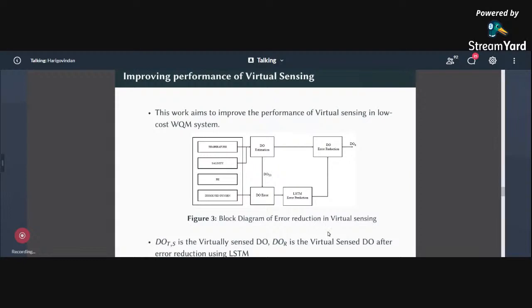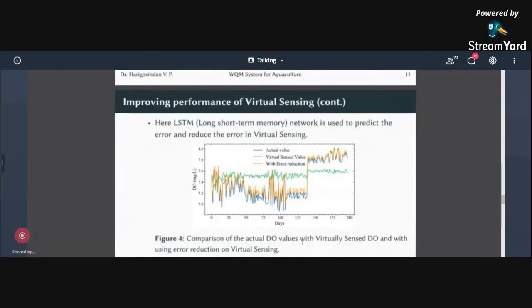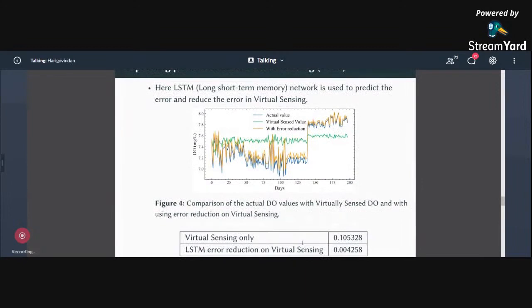Dissolved oxygen is virtually sensed, and for machine learning, you may know that we need some past data. It is compared with the past data and then given to LSTM. I'm just showing one example, one simple machine learning technique called LSTM, and here we have tried to minimize the error by adding a correction factor to the available equation. By adding this correction factor, we were able to further increase the accuracy of the system. Next. So here you can see the results.